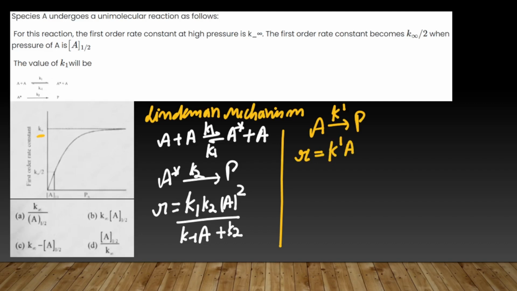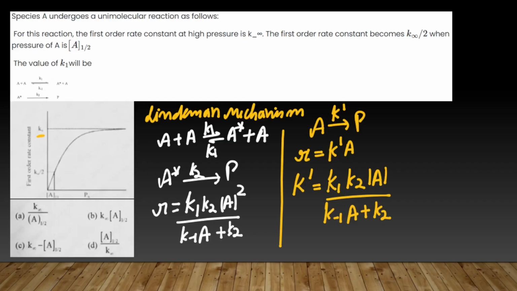So these two rate expressions you can equate. From that, the observed rate constant value that we get is going to be equal to K1 into K2 into A upon K inverse of A plus K2. This is what we will be getting.